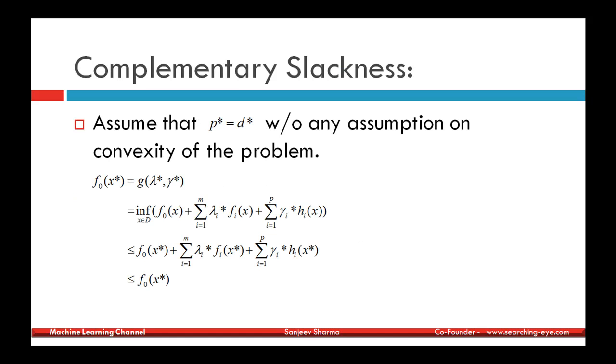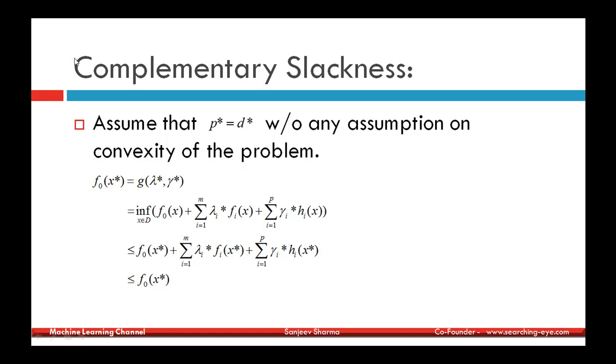So let's discuss the complementary slackness. Here we'll assume that p star is equal to d star, that is, the primal optimum value is equal to the dual optimum value, and we will not make any convexity assumption on the problem. That is, we don't assume that the problem is a convex optimization problem. We just assume that the strong duality holds, and since the strong duality holds, f naught of x star is equal to g of lambda star comma gamma star, where x star is the optimal primal variable and lambda star comma gamma star are the optimum dual variables.